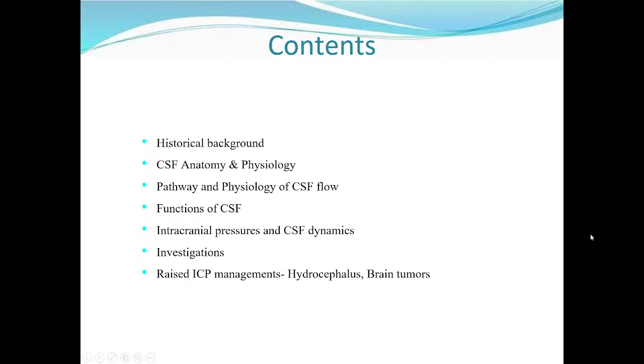I have divided today's class into these headings and subheadings. First we are going to cover the historical background, then CSF anatomy and physiology, pathways, functions of CSF, intracranial pressure and CSF dynamics, then investigation and then management of particular diseases.